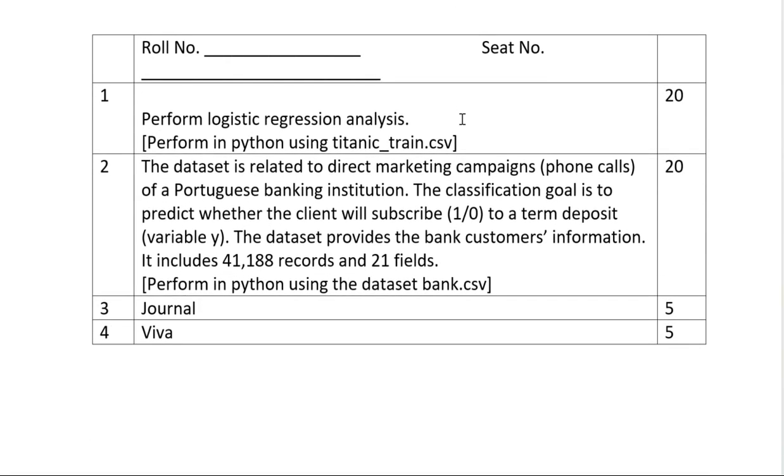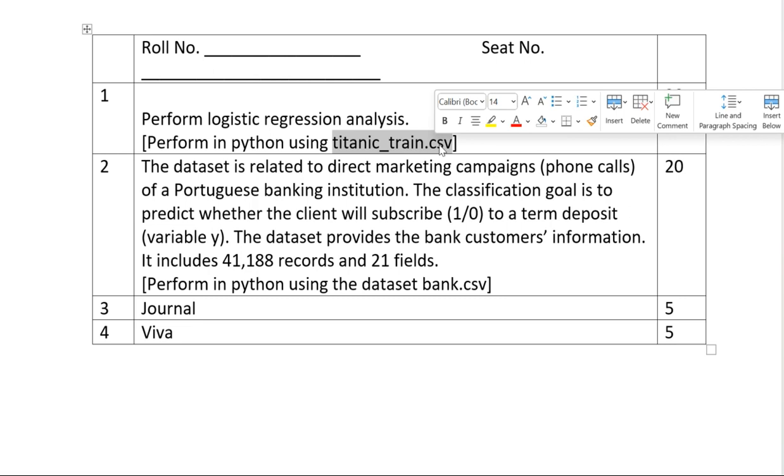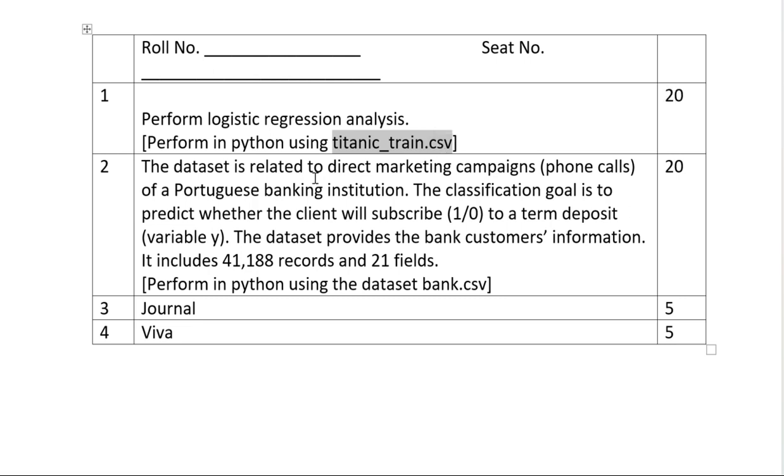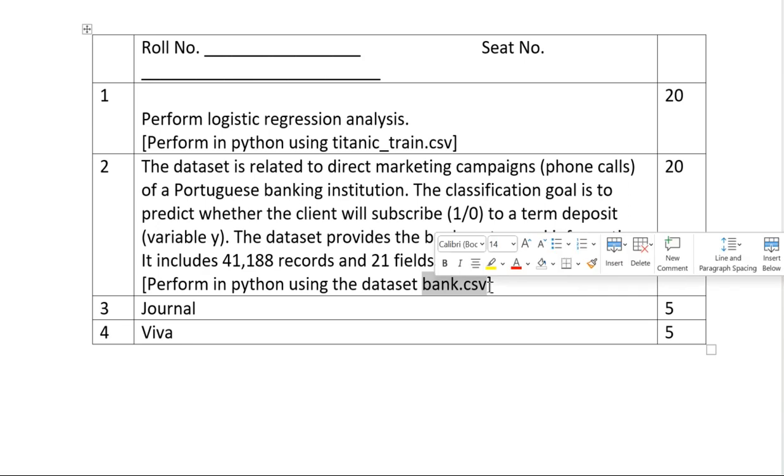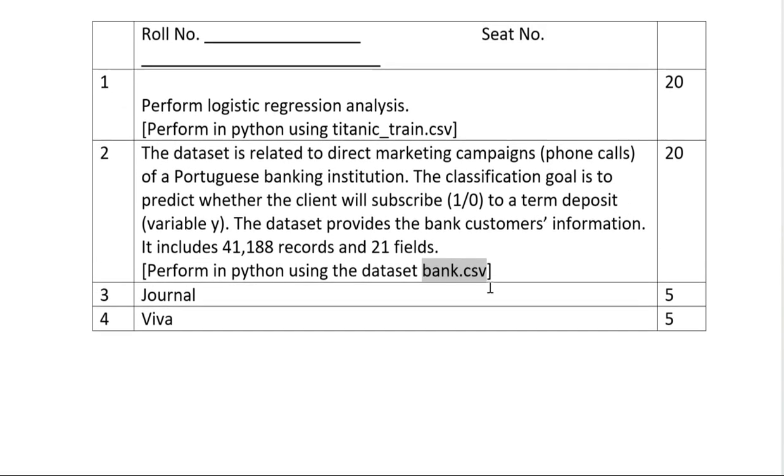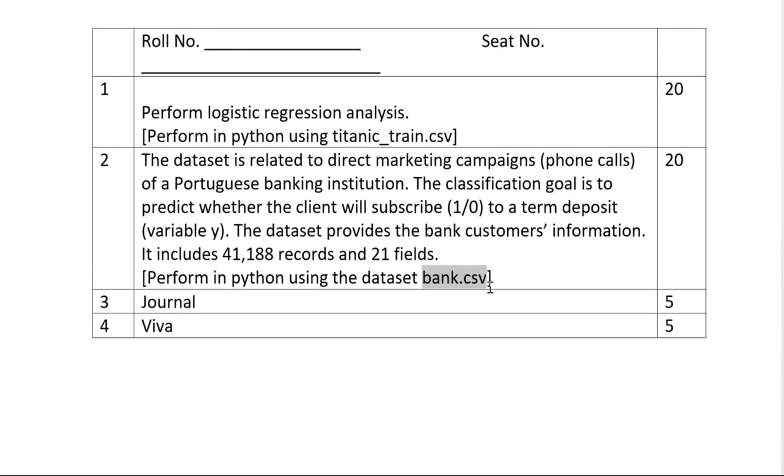Then perform logistic regression analysis. For this we have to use the Titanic train.csv dataset. Then another dataset for logistic regression is bang.csv. So the bang.csv file may be given. We have to perform the logistic regression analysis.